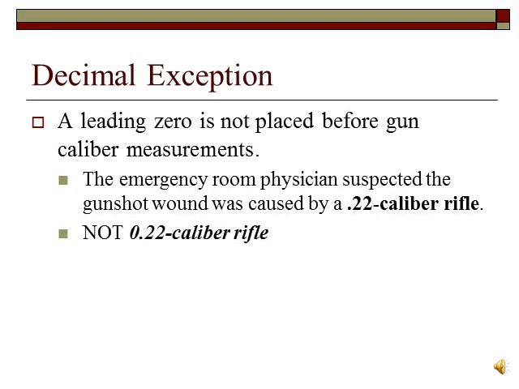Of course, we have one quick exception to this rule. A leading zero is not placed before a gun caliber measurement. The emergency room physician suspected the gunshot wound was caused by a .22 caliber rifle, .22 caliber rifle. So no 0.22 on this one.